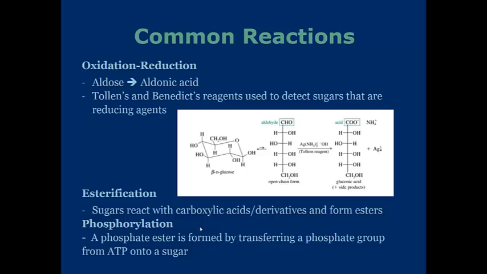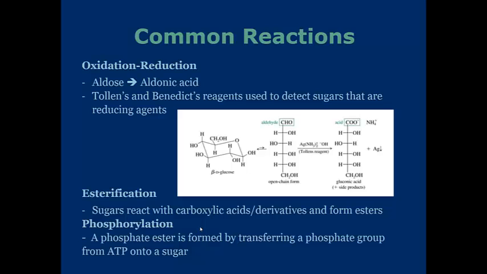There are some reactions that we have to talk about when we go into carbohydrates. The most common is oxidation and reduction. When you take an aldose and make it aldonic acid, or oxidize it, you just simply add a hydroxide. Tollens and Benedict's reagents are often used to detect sugars that are reducing agents. A reaction using Tollens reagent is listed below.